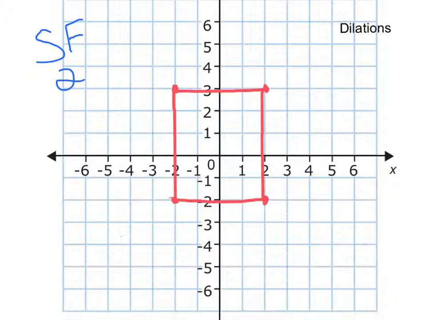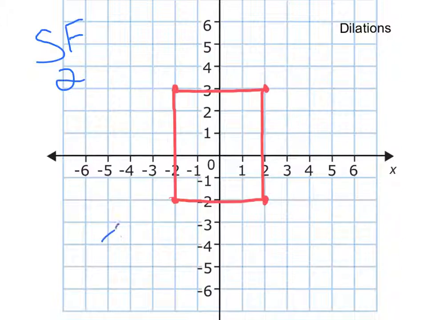Let's take a look at this figure and use a scale factor of 2. In this case, we're going to do the scale factor in relation to the origin. Now in class, we're going to talk about a couple of different ways to do this, but I want to focus on one way in this video. Let's take a look at our points and figure out the coordinates of each point.